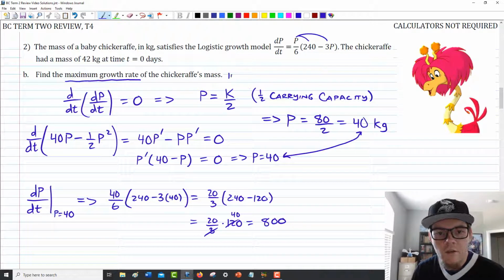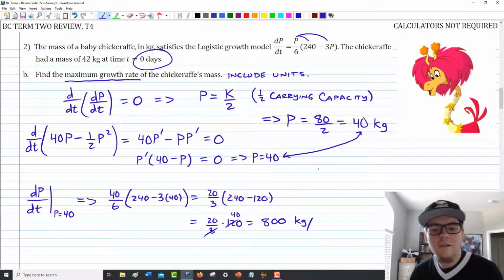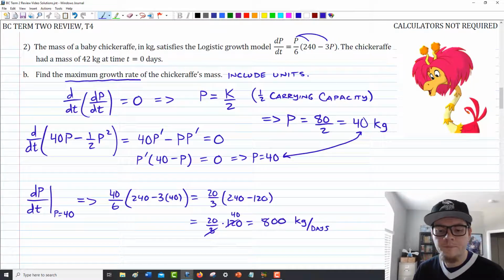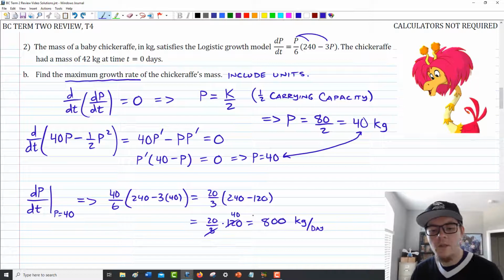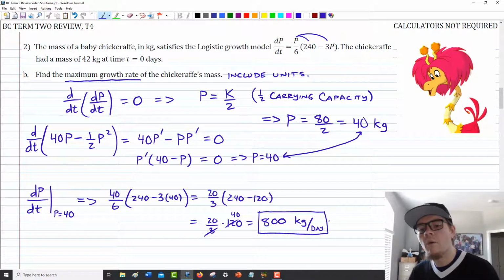I meant to say include units, and in fact I'm betting that on your paper it will say include units. So just in case, following this information, we're talking about a value of the derivative. That would be kilograms per time unit. And looking at the problem, does it ever say anything about time? Yes. It says days. So these chickarafs grow pretty fast. So 800 kilograms per day would be when it's growing the fastest.